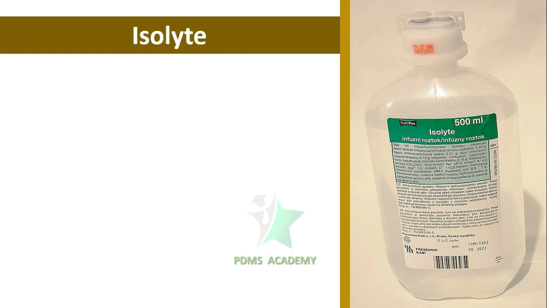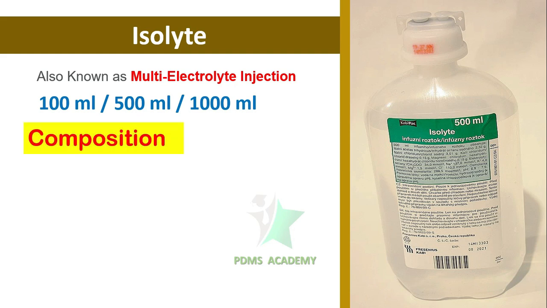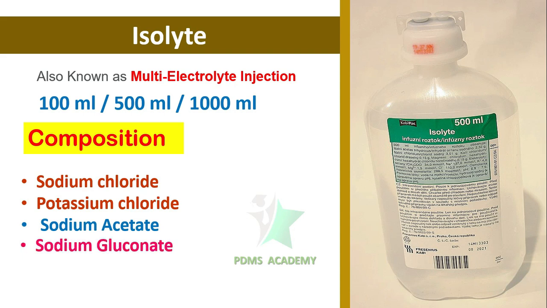Next IV fluid is Isolyte. Isolyte, also known as multi-electrolyte injection. It comes in 100 ml, 500 ml and 1000 ml concentration. If we talk about the composition of Isolyte, it consists of sodium chloride, potassium chloride, sodium acetate and sodium gluconate.